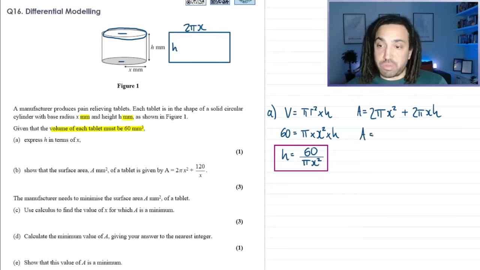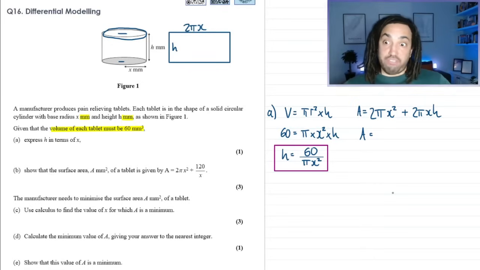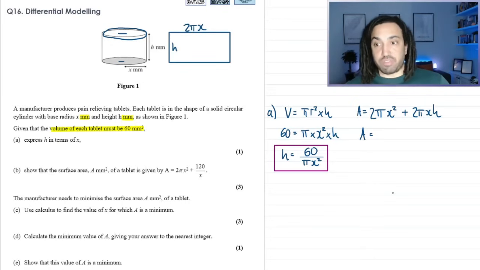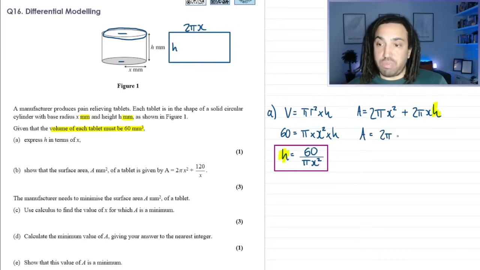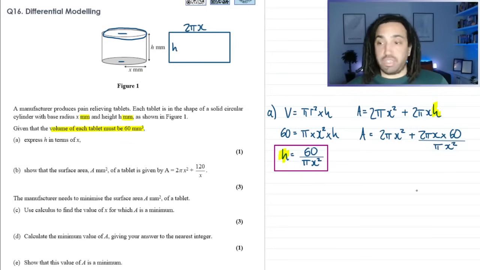Now the trick with these questions is that we really want a formula, in this case for the area, in terms of only one variable, so only in terms of x. So we're going to want to swap out the h here using this h here, so it's only in terms of x. So we get 2 pi x squared plus 2 pi x times 60 over pi x squared. Okay, great.